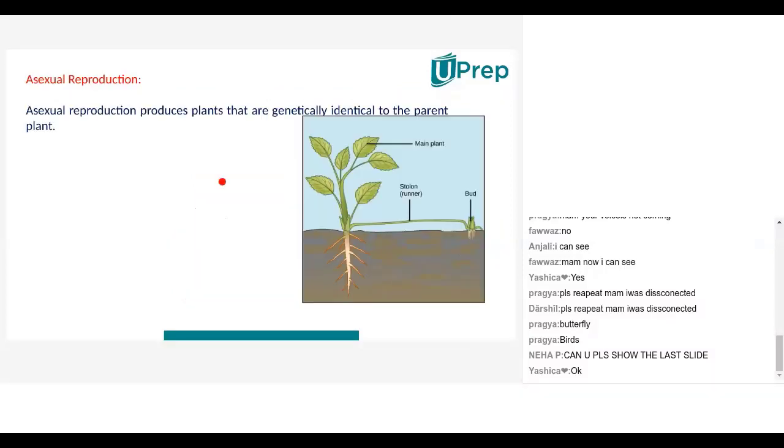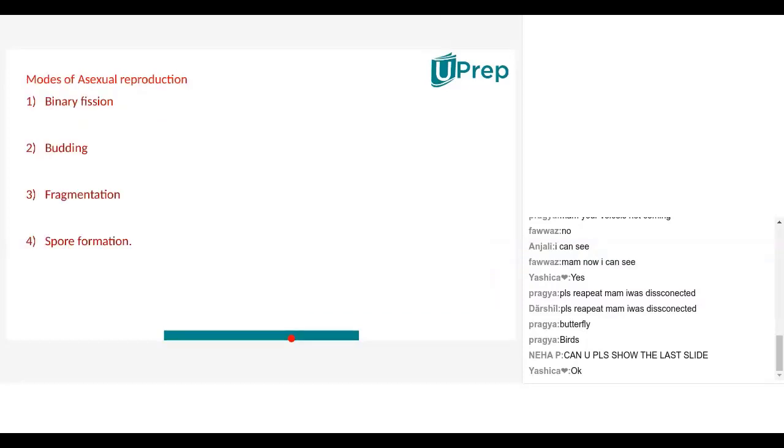So we will study what is asexual reproduction, right? In case of asexual reproduction, what happens is that an identical plant, if this is a mother plant, an identical plant is formed, right? Genetically identical plant is formed. Now, how is it formed? It is formed in four ways. One could be binary fission, one could be budding, one could be fragmentation, one could be spore formation. These are the four modes of asexual reproduction, right?